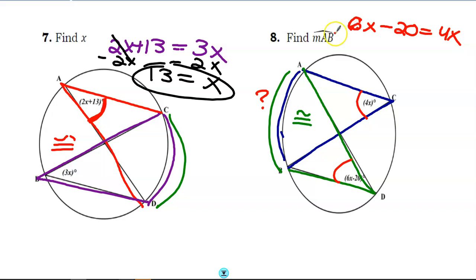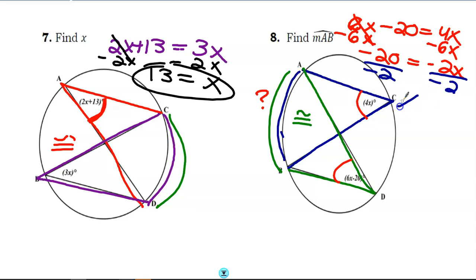All right, let's move my x's together. So I'm going to subtract 6x to both sides, and I get negative 20 equals negative 2x. Divide negative 2 to both sides, and x equals 10. Okay, how do I find the arc? Well, let's first find the angle.